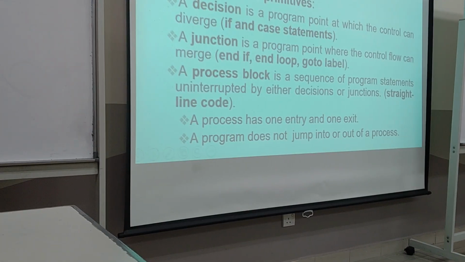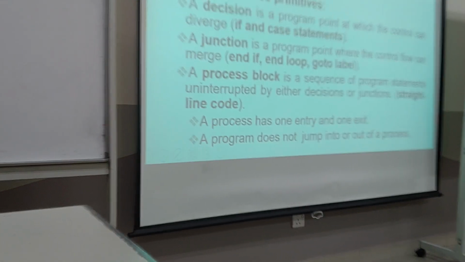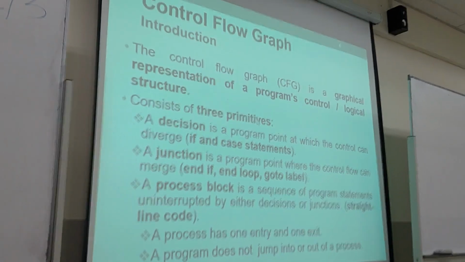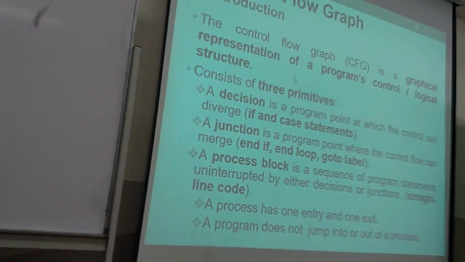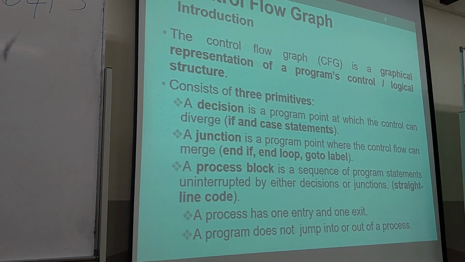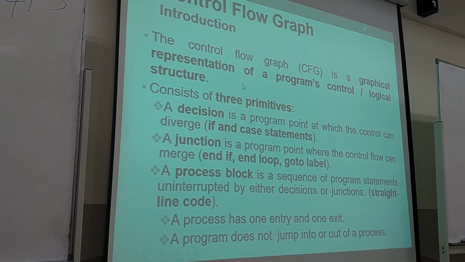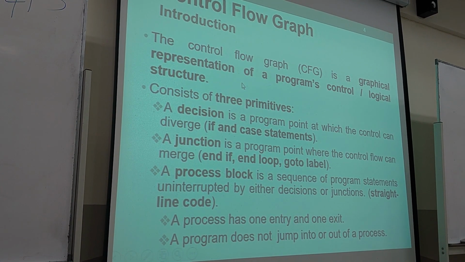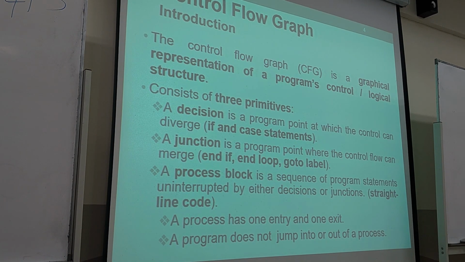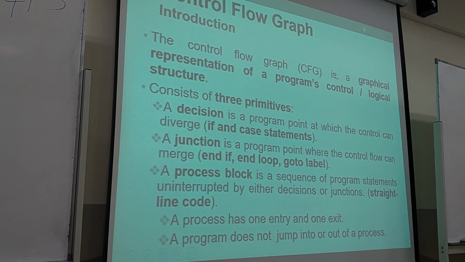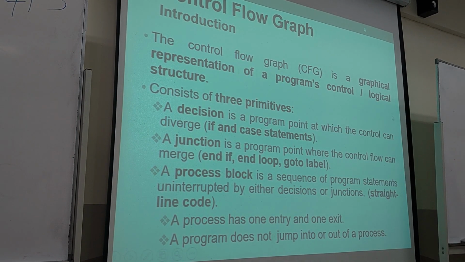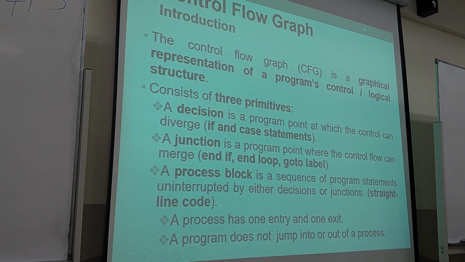Okay, so I have introduced the control flow graph, which is a graphical representation of a computer program's control or logical structure. So what we see as a line of code, we will be translating it to the control flow graph. That's why we call it a graphical representation.